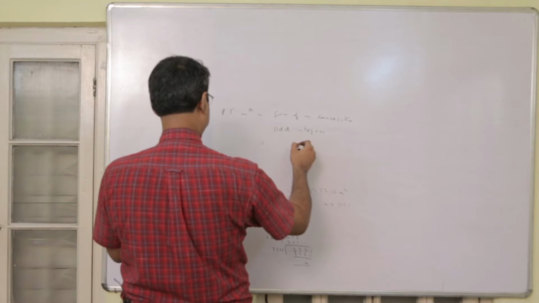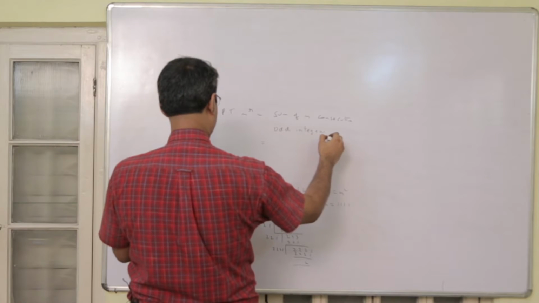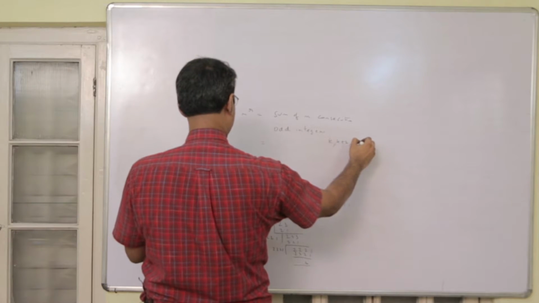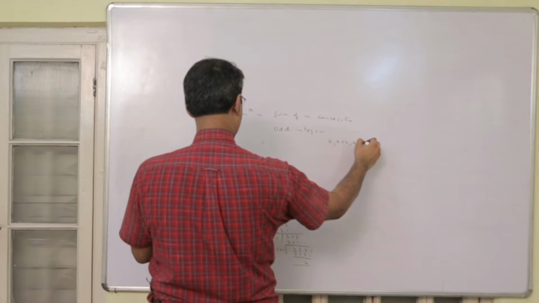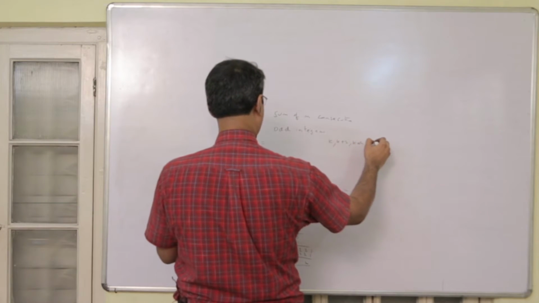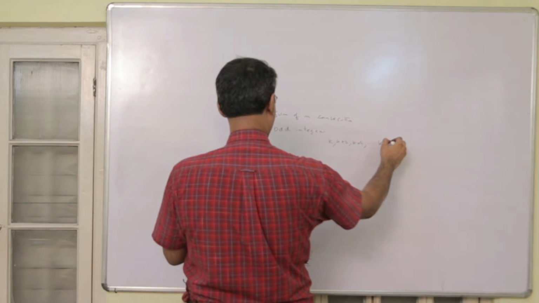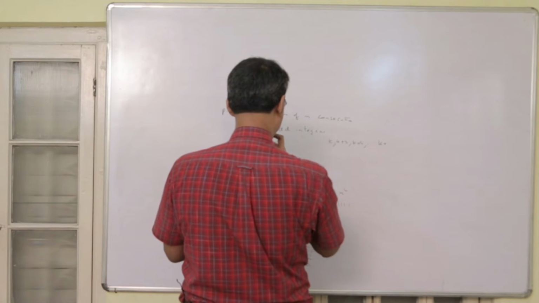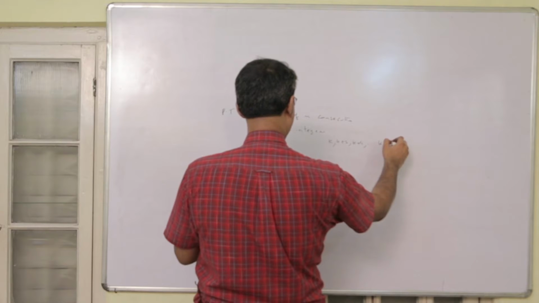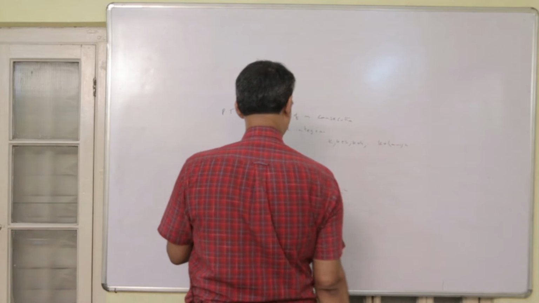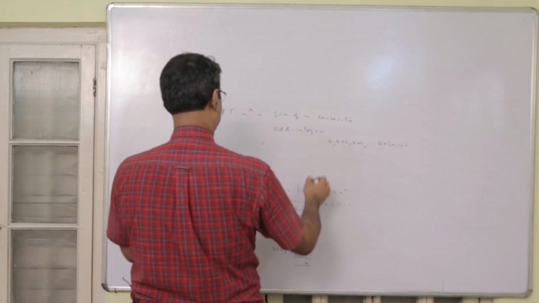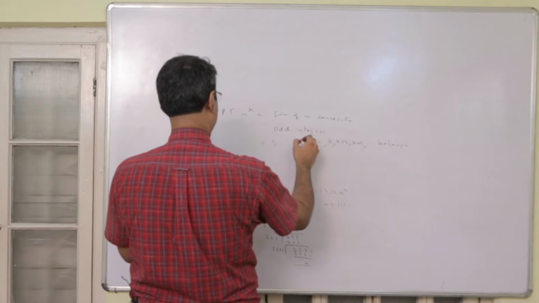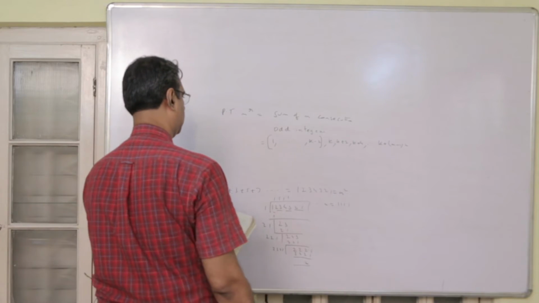Suppose the first one is k, then next will be k plus 2, then next will be k plus 4, and k plus (m minus 1) into 2. So before k there will be a k minus 2. So this is not being considered.